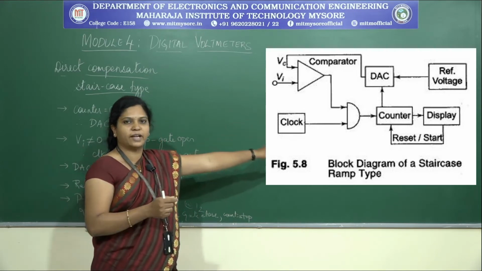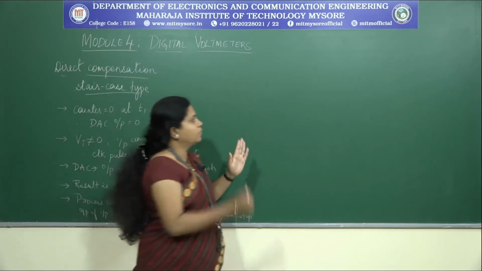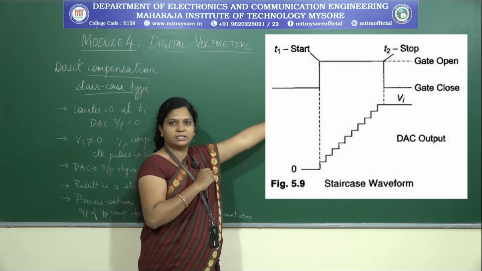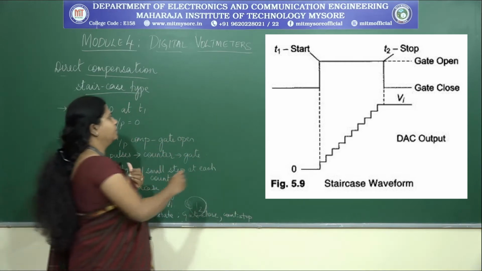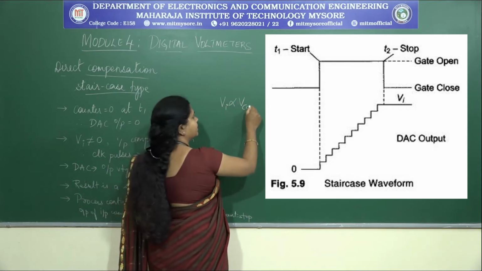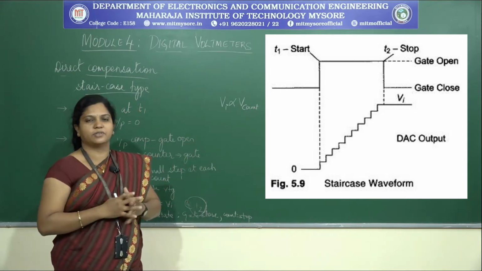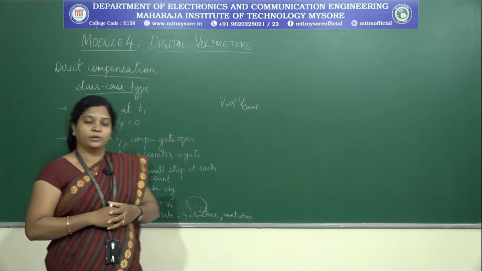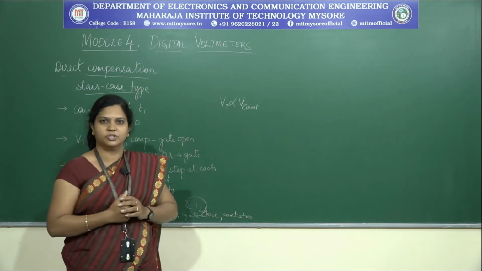The instant when the gate closes is taken as T2, time 2. So, what are the counts that you have measured from the time instant T1 to the time instant T2? That number of steps is directly proportional to the input voltage. So, the input voltage Vi is directly proportional to the number of counts, or to the voltage that is generated due to the count signal. This is how we find the value of the voltage using the direct compensation method.